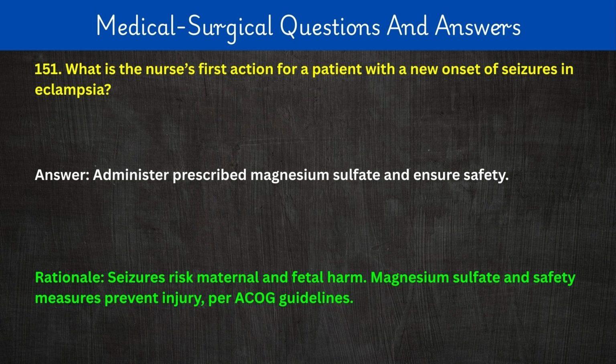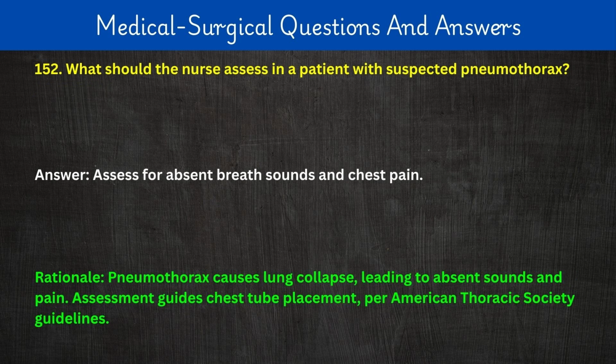151. What is the nurse's first action for a patient with a new onset of seizures and eclampsia? Answer: administer prescribed magnesium sulfate and ensure safety. Rationale: seizures risk maternal and fetal harm. Magnesium sulfate and safety measures prevent injury, per ACOG guidelines.